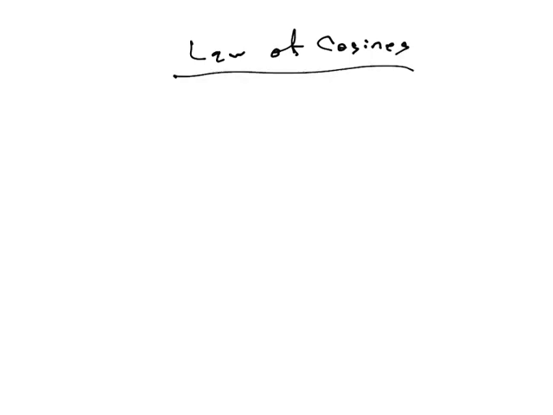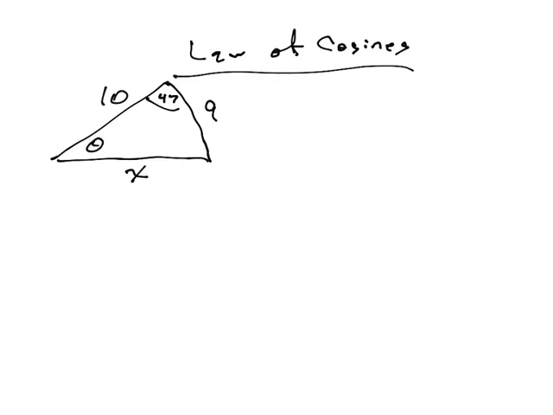Law of cosines says, given a triangle, let's say here's my triangle, and let's say we have x, let this side be 9, this side be 10, and let's say this angle is 47 degrees. And I don't know the other two angles, so this is a theta and this is a phi.